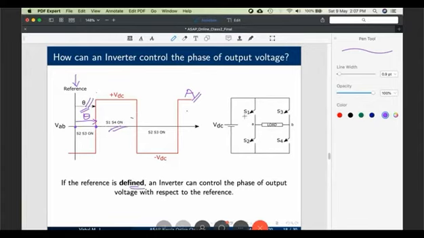So pulse width modulation is for voltage magnitude. Frequency modulation is for frequency, and the third parameter which the inverter can control is phase. That is with respect to a reference, which means your reference has to be properly defined. If it is defined, then the inverter can control the voltage magnitude, frequency, as well as phase of the output voltage with respect to that reference.